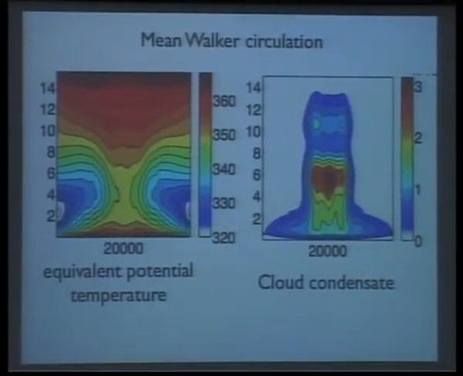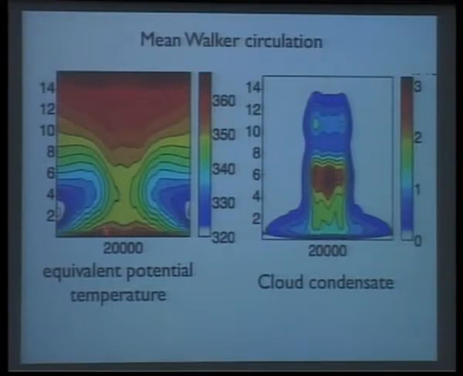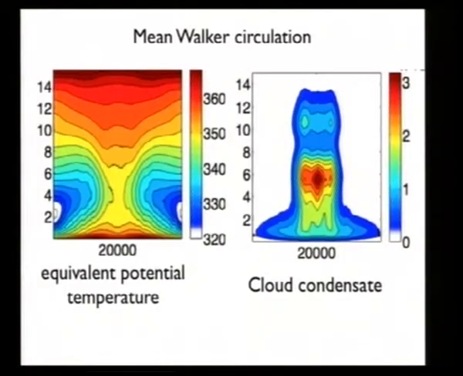On the left-hand side is one of my favorite quantities, the equivalent potential temperature. What you see is a classic structure in the tropics. If you look at just the horizontal mean, you have high values of the equivalent potential temperature. By the way, I don't know how many mathematicians we have versus atmospheric scientists. I assume that when I say equivalent potential temperature, everyone is happy with that? Okay.